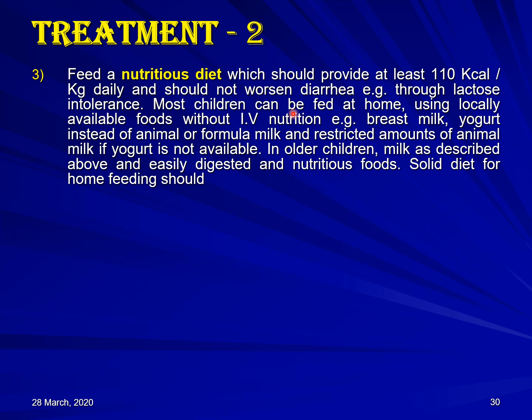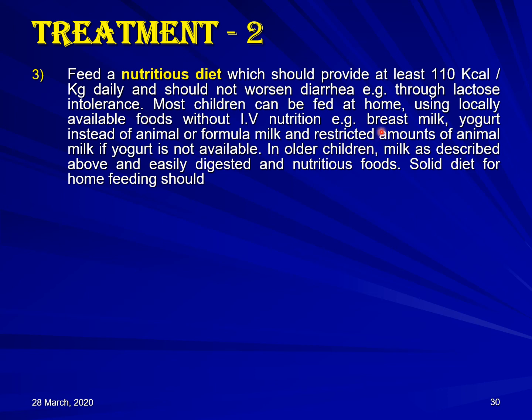We said persistent diarrhea is more than 2 weeks. After more than 2 weeks there is damage of the intestinal brush border, there is damage of the cells that produce the lactase enzyme, so they are more liable to secondary lactase deficiency. So we have to give lactose-free formula. Most children can be fed at home using locally available food without IV nutrition.